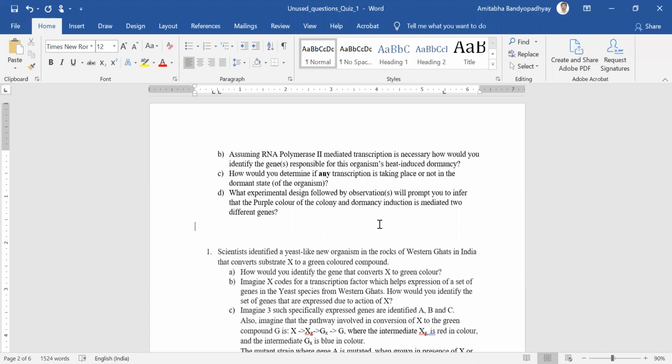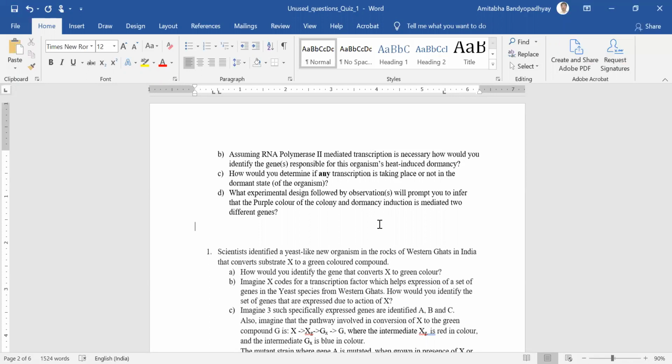So can I answer? Yeah. For this part, we can take a mutant which does not produce purple color and another mutant that does not induce dormancy. We can cross them with each other, and if we get a wild type phenotype, then we have to do a complementation analysis to get to this answer. How will you get these mutants?